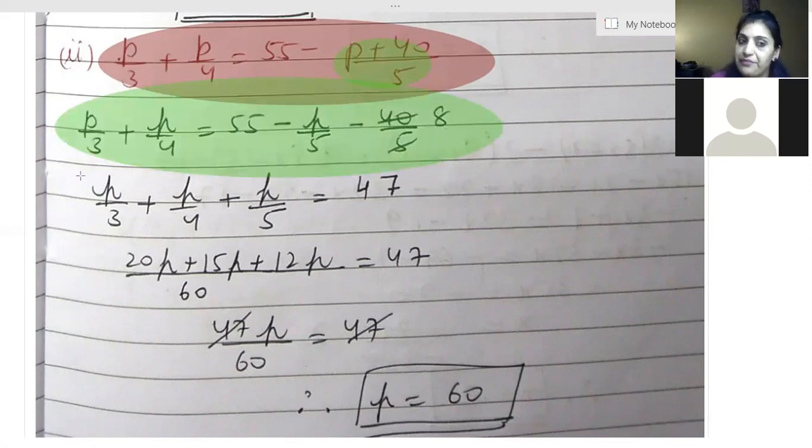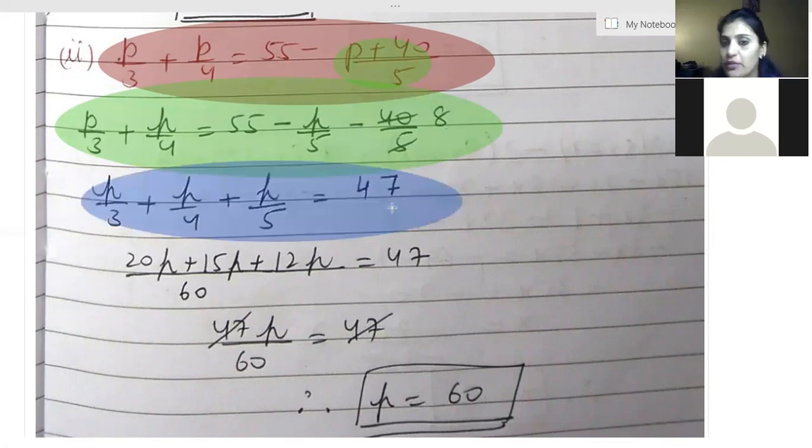P by 3 plus p by 4 plus p by 5 is equal to 47, because 55 minus 8 is 47. So after taking the LCM, I am getting 20p plus 15p plus 12p upon 60 is equal to 47. So now adding up, I get 47p is equal to 47. So ending up my answer as p is equal to 60.